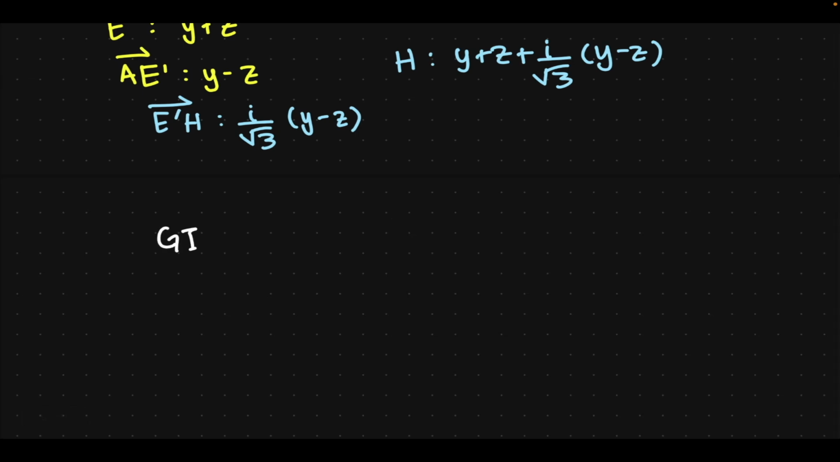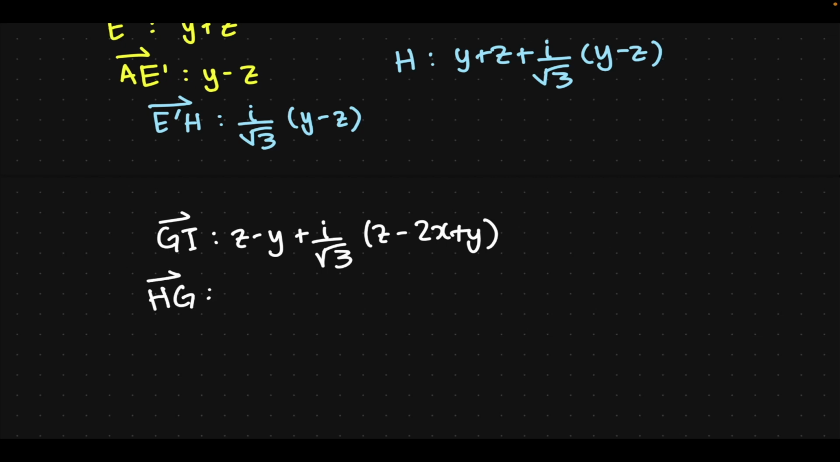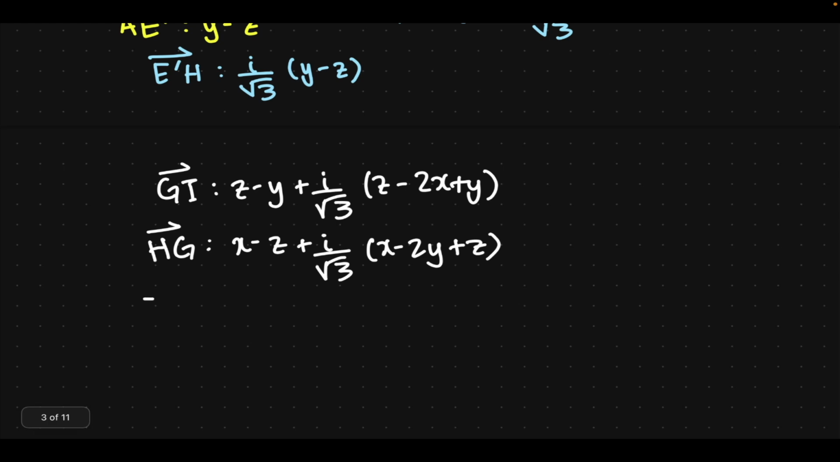So vector GI, again the head minus tail business, is just z minus y plus i over root 3 times z minus 2x plus y. This is just algebra. Vector HG is x minus z, plus i over root 3 times x minus 2y plus z. The next is vector IH.